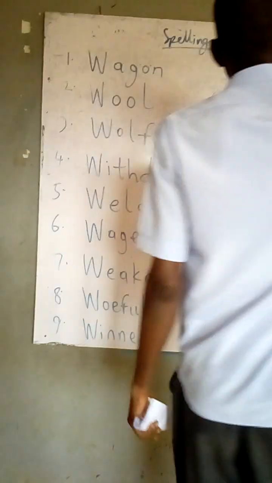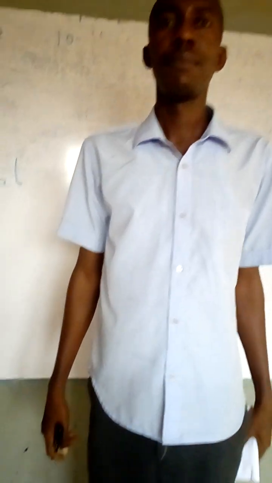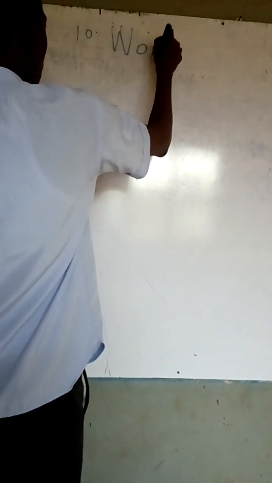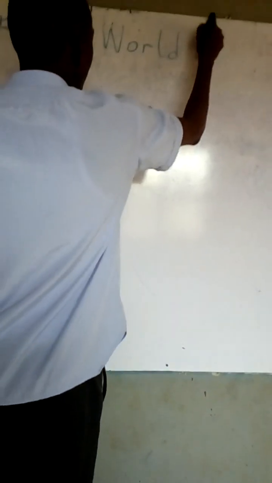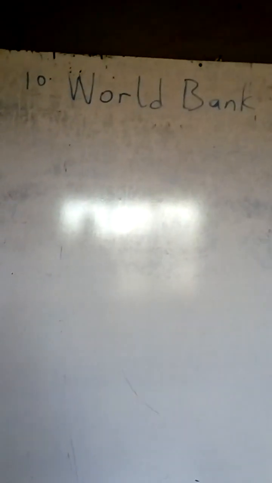Winner. Now, the next word I will introduce you this afternoon is World Bank. Spell World Bank. W O R L D B A N K. Very good. Please clap for him. World Bank is W-O-R-L-D B-A-N-K. That is the World Bank.